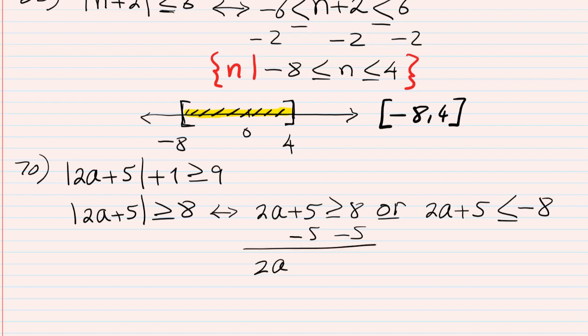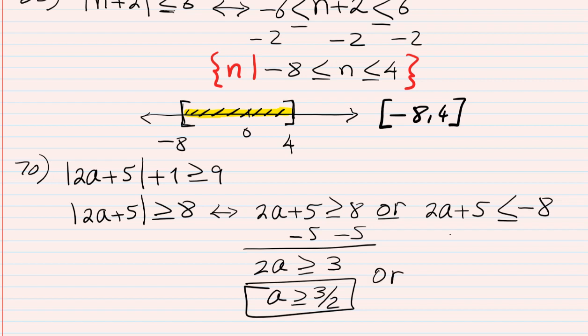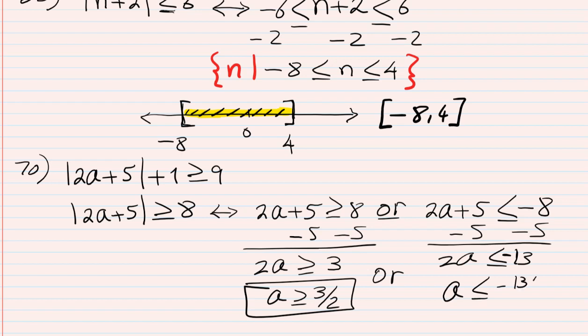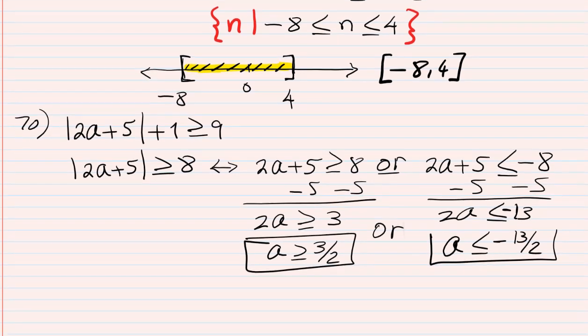That's going to be 2a greater than or equal to 3. Divided by 2, we get a greater than or equal to 3/2. Or subtract 5 here, just like a moment ago. That's 2a less than or equal to -13, and a less than or equal to -13/2. That's what that is. Okay, so now we have it.